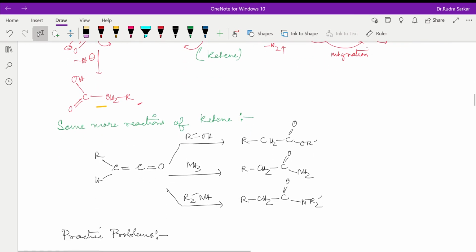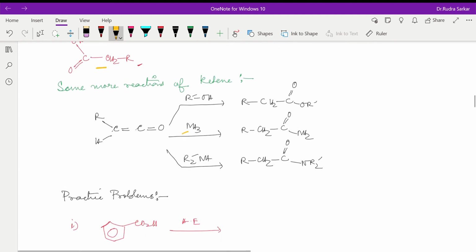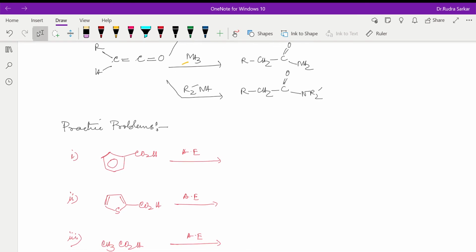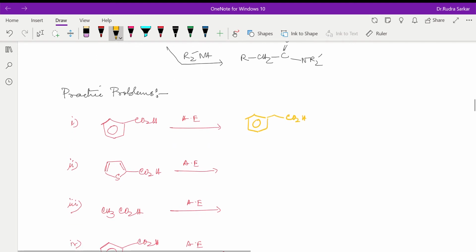Some more ketene reactions. Again, if you change the nucleophile from water to alcohol, you will get an ester. You change it to ammonia, you get an amide. And if you change it to secondary amine, then obviously you get a tertiary amide. Here are some problems we have given over here. So obviously the answers will be something like this. We will have an increase of one carbon CH2 group over here. You can apply the same logic down here.